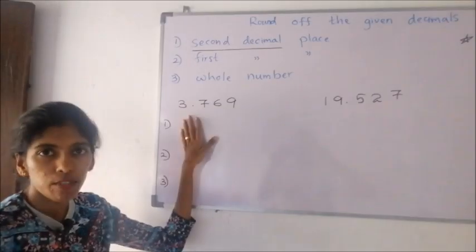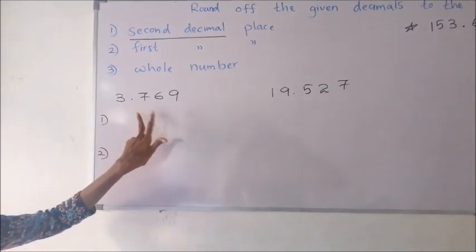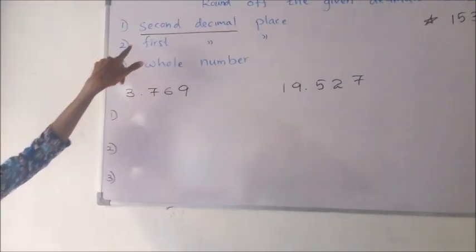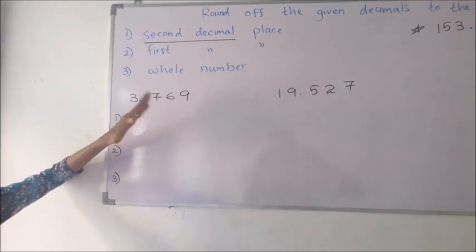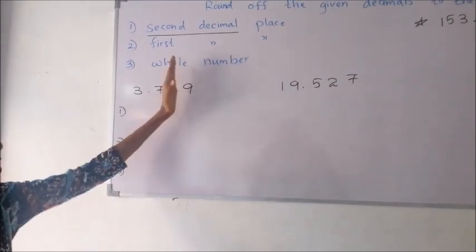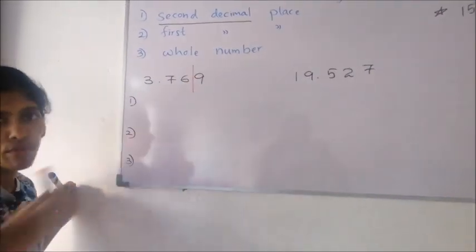See the next example, children. 3.769. How many decimal places are there? 3 decimal places are there. According to the first question, we want only the second decimal place, and that means we need to round off to the nearest second decimal place. 2 decimal places only we need. That means we need to remove the last one.